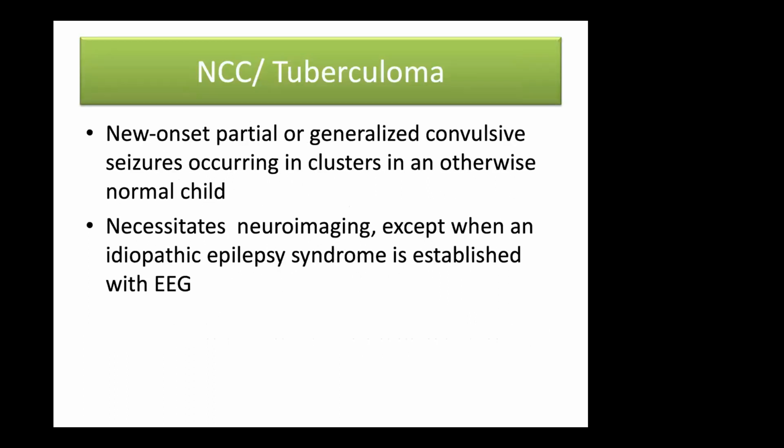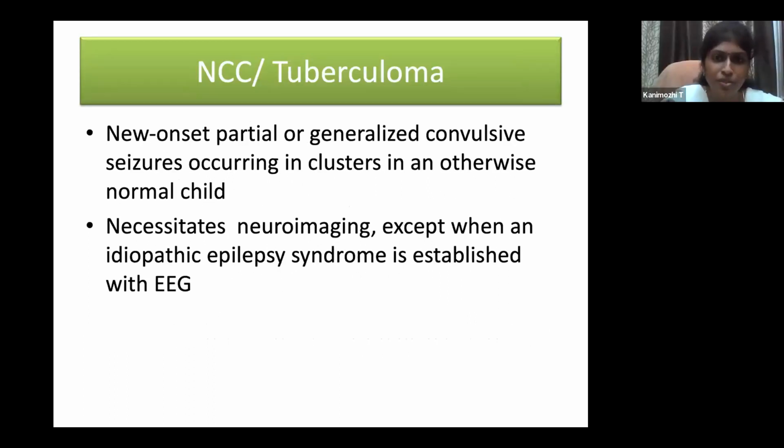So NCC and tuberculoma. Most of the guidelines that we're talking about till now are from the AAN and other Western data, of course including the Indian studies also. But when it comes to our setting, the Indian setting or the developing country setting, something that we're supposed to always consider in an unprovoked seizure, especially when the child looks normal, is NCC, neurocysticercosis, which is very, very common.